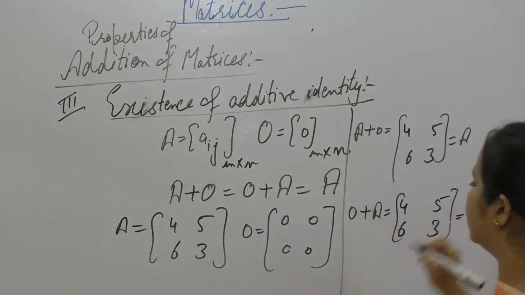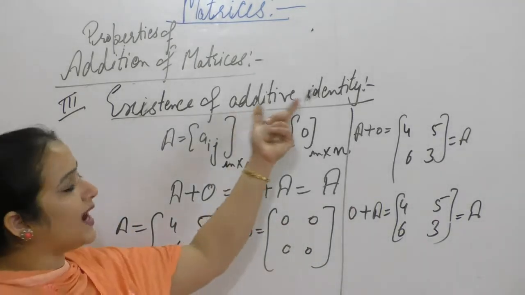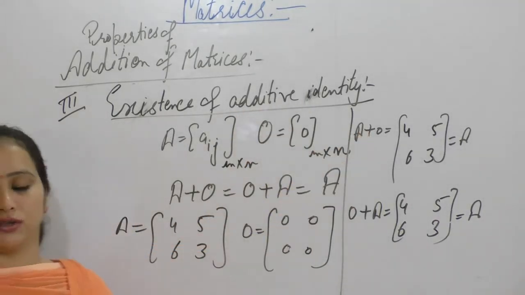0 plus 3. So 0 is the additive identity under addition.